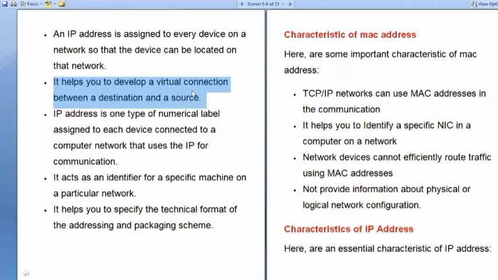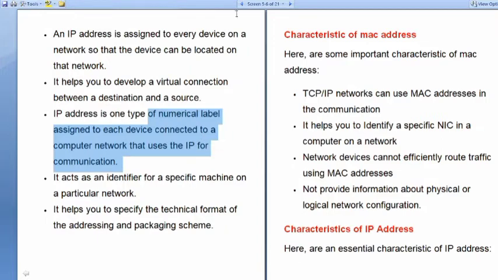When you send a message or text message to a different person's mobile or any other device, do we go there physically? No, we don't go there physically. It is just a virtual connection. And who helps establish that virtual connection? The IP address. An IP address is one kind of numeric label.